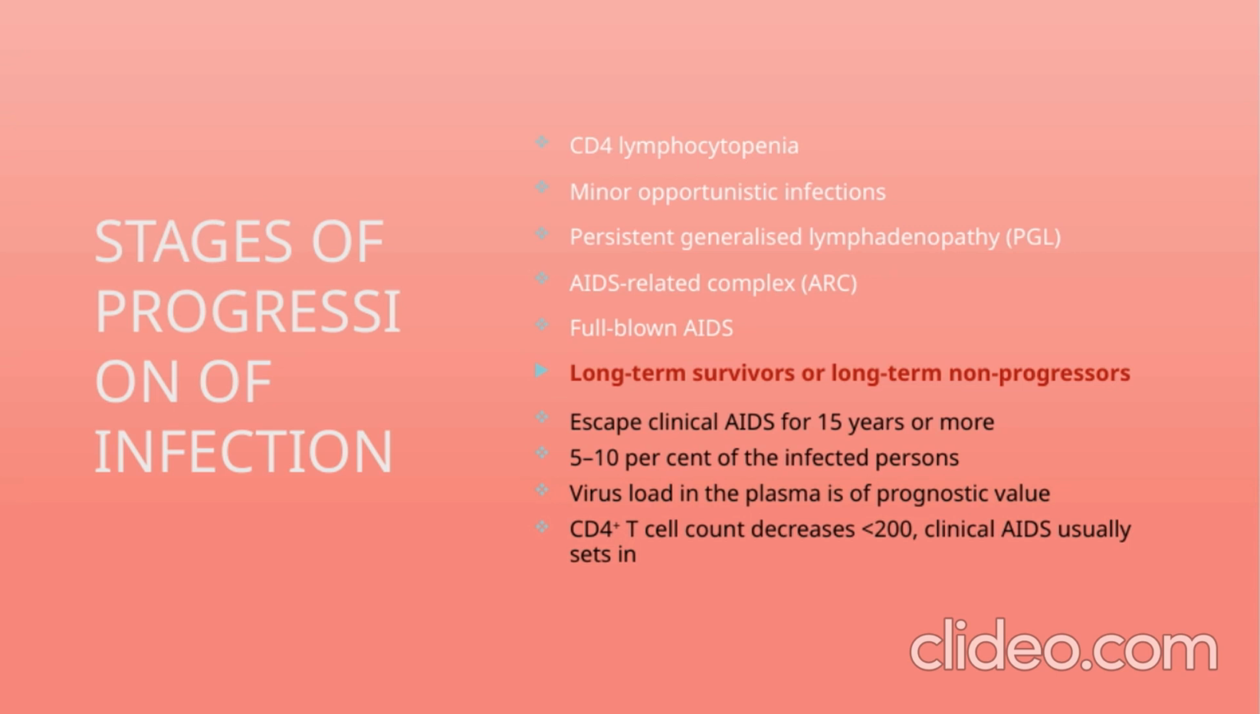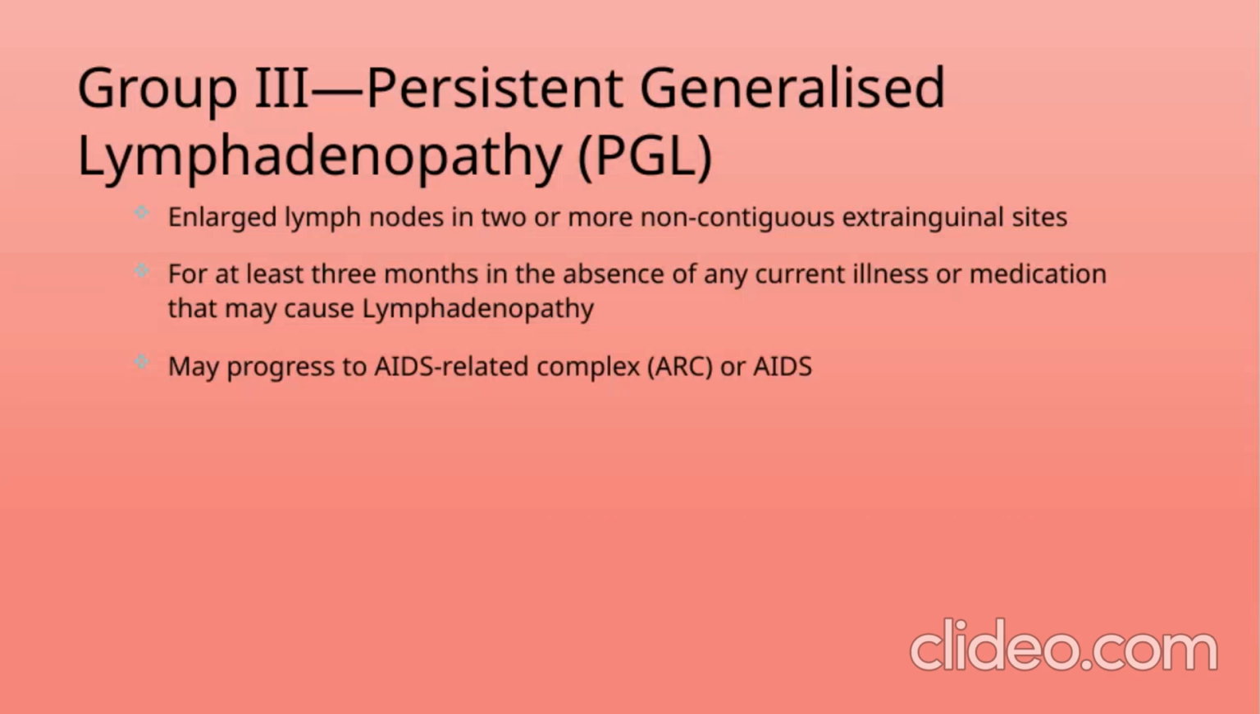As the CD4 plus T cell count drops below 200, the risk of developing clinical AIDS significantly increases, and the immune system becomes critically compromised. Overall, understanding these stages helps us grasp how HIV progresses and underscores the importance of early detection and management to improve patient outcomes. Let's take a closer look at enlarged lymph nodes in this context.